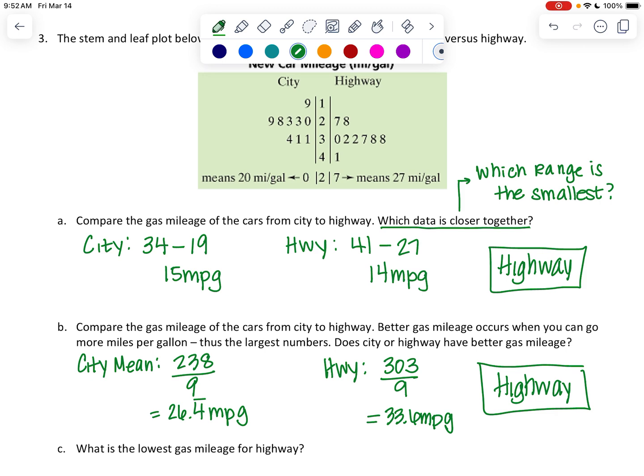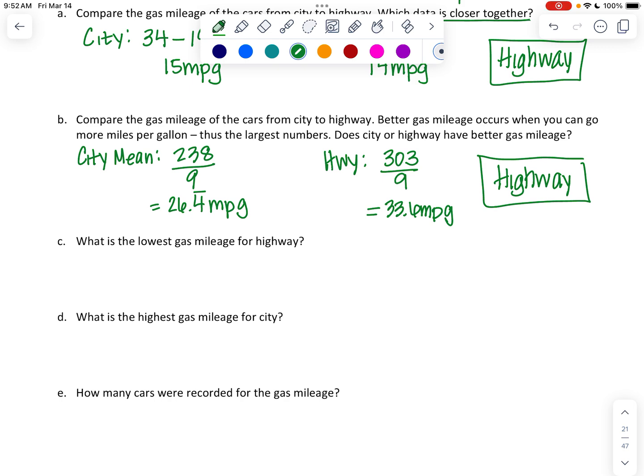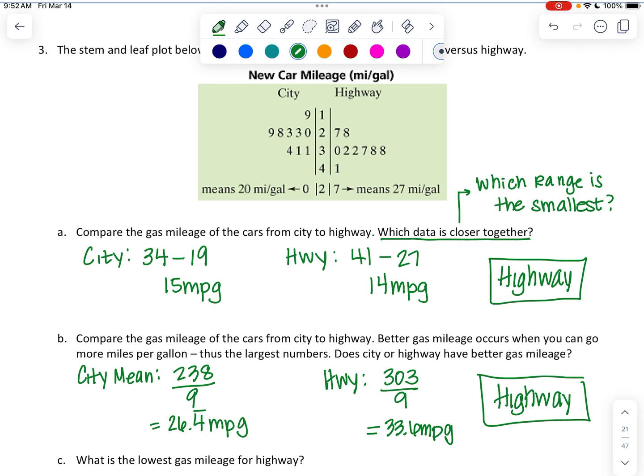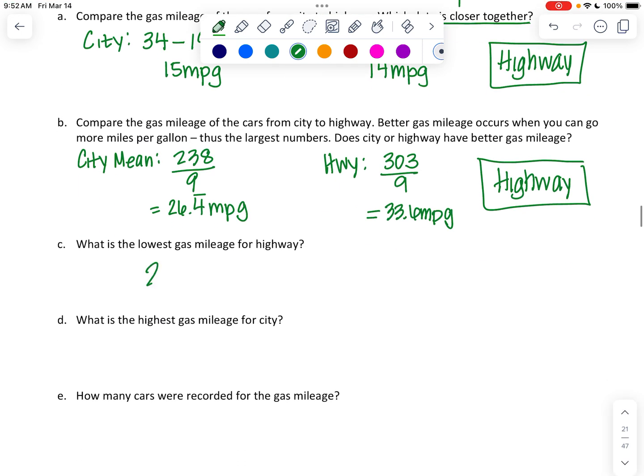So that makes sense. What is the lowest gas mileage for highway? So you're going to look up at your chart and you're going to go, okay, well, what is the lowest number? So I'm ignoring all of these things for this particular question. So on the highway, what is the lowest? It's going to be a 27. It's 27 miles per gallon.